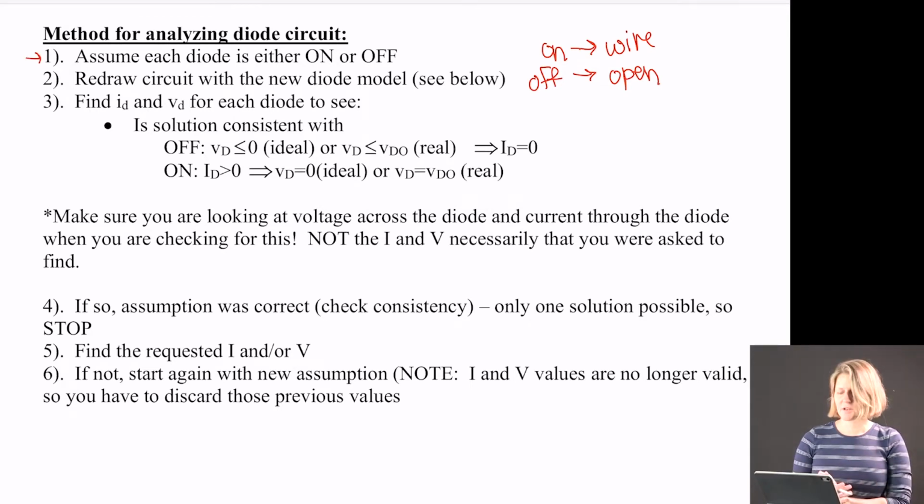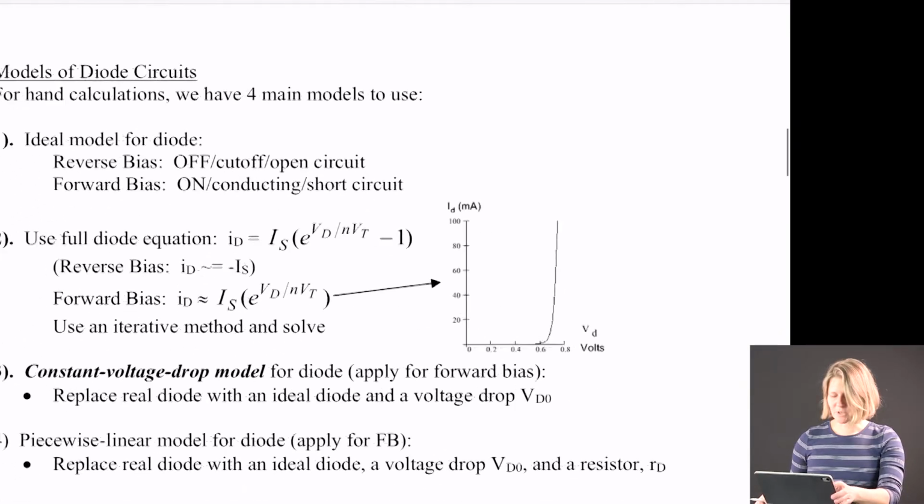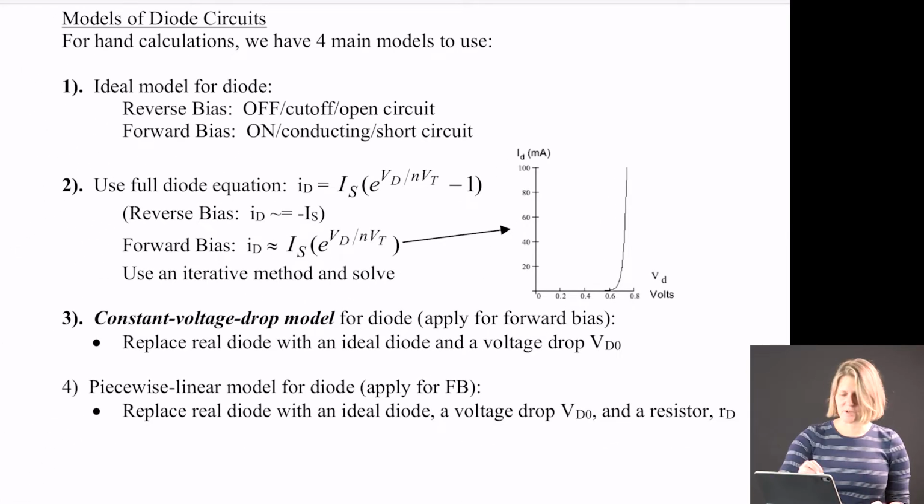The second method is to redraw the circuit with a new model that is a little bit more accurate. The on and off is just making very crude assumptions and it's not taking into account anything that's really happening within the diode. So it's not a very accurate model, but it can help you get a ballpark figure, which you can then take to an analysis or simulation software package and be able to get an accurate answer. The models that you can actually replace it with include the ideal model we already went over.